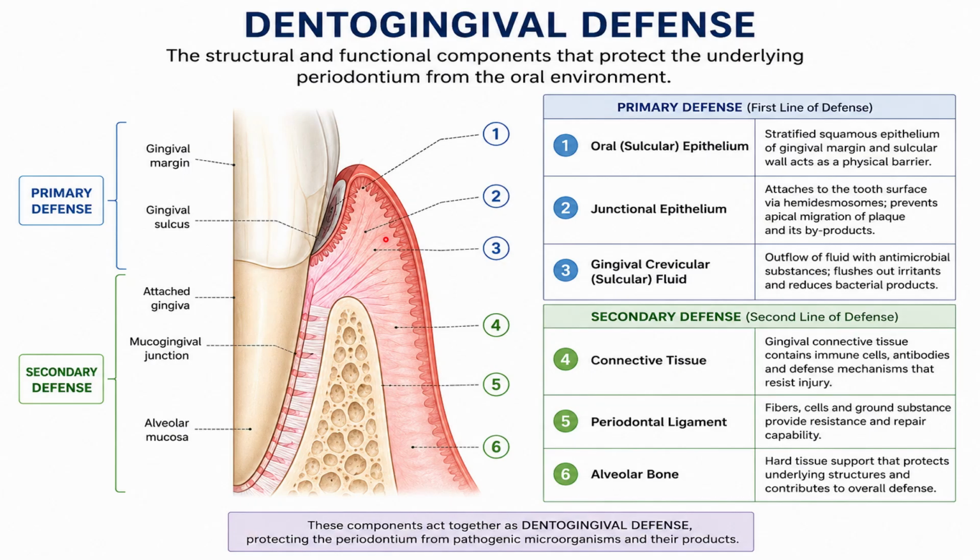So now let's understand the role of junctional epithelium in the dentogingival defense system. So we have primary defense and secondary defense. In the primary defense, we have oral epithelium, which acts as a physical barrier. Then we have the junctional epithelium, which attaches to the tooth surface via the hemidesmosomes, and it prevents the apical migration of plaque and its byproducts. And then we have the GCF, which flushes out the irritants and reduces the bacterial products. So these three are in the first line of defense. In the second line of defense, we have the connective tissues, then the periodontal ligament and the alveolar bone.